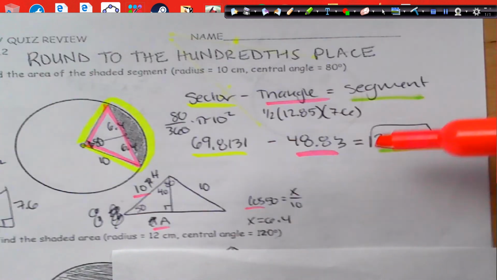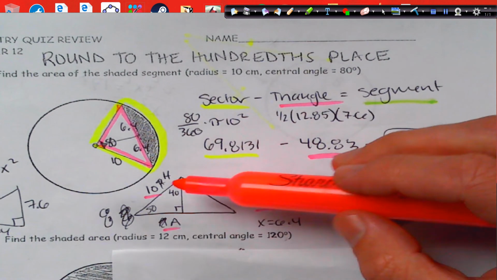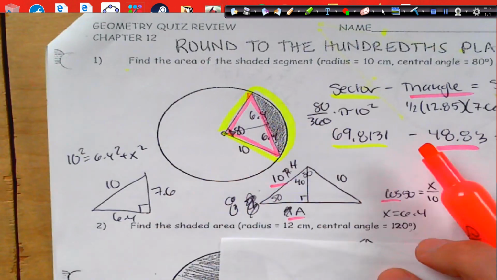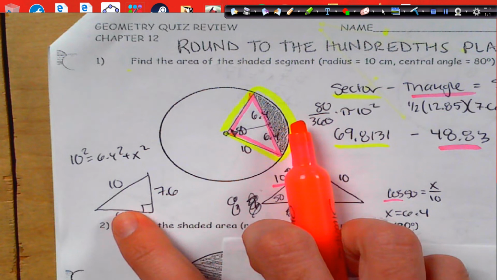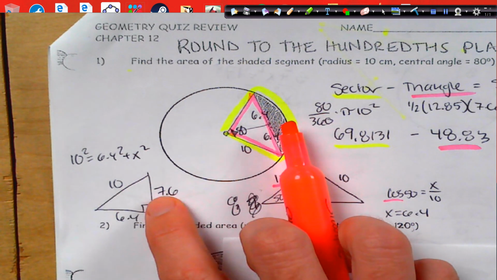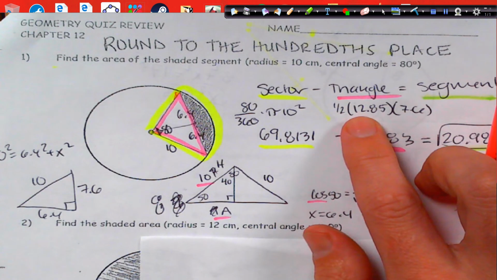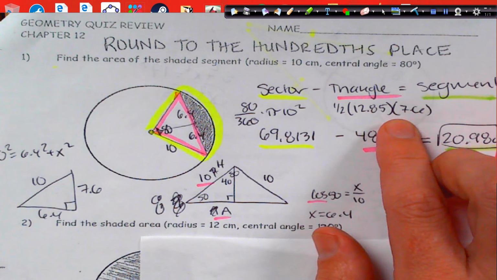Okay? And then I said, all right, well, I still need to know. So now I figured out the bottom portion, but I need to know the height. And so using 6.4 as the bottom, 10 as the hypotenuse, I used Pythagorean theorem to find 7.6 as the height. So I had 1/2 base 12.85 times the height of 7.6.